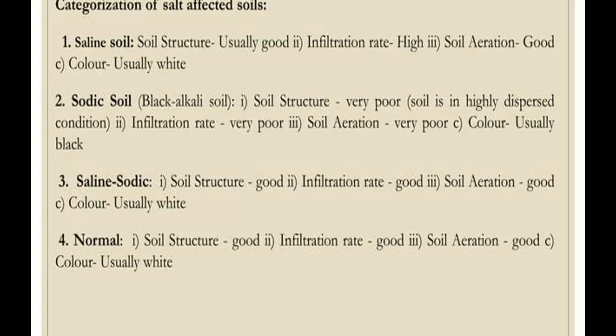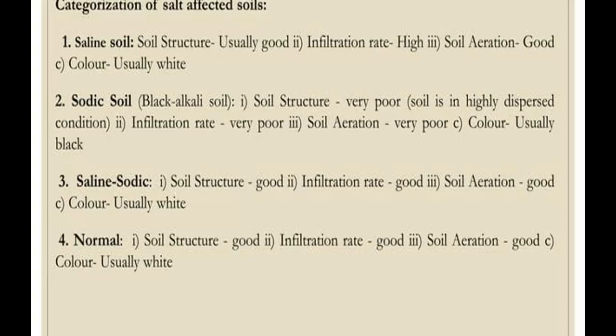There are different categories of salt affected soil. That could be saline soil, sodic soil, saline sodic soil, and the fourth one is the normal soil. In saline soil, structure is usually good, infiltration rate is very high, soil aeration is good, while the soil color is usually white. While in case of sodic soil, soil structure is very poor. Soil is in a highly dispersed condition, infiltration rate is very poor, soil aeration is very poor, and usually the color of the soil is black.